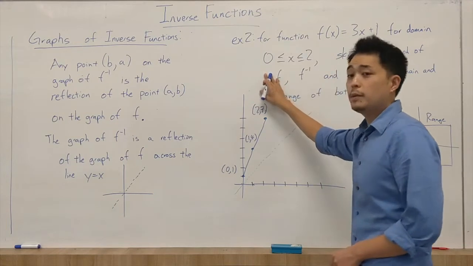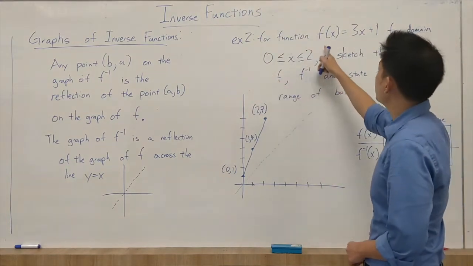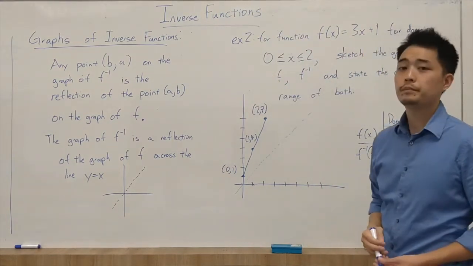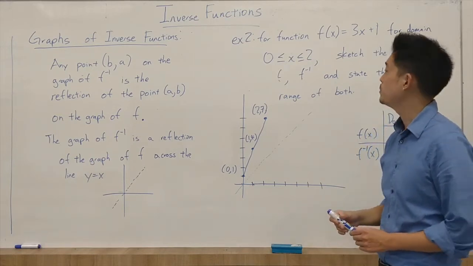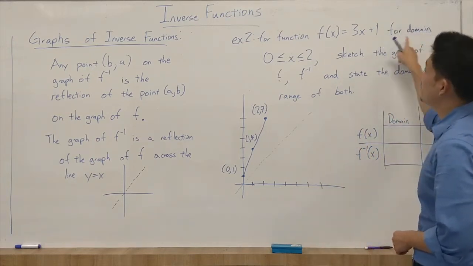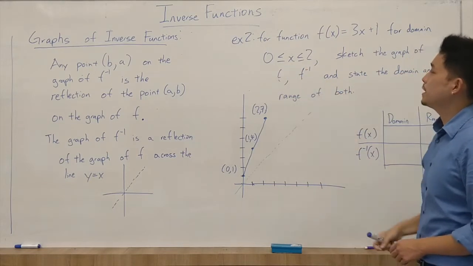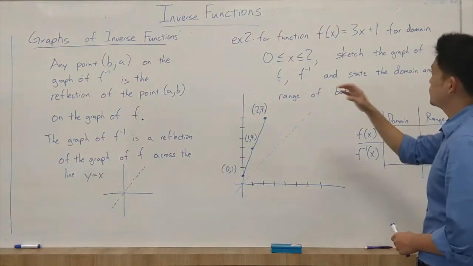Let's take a look at an example. For the function f of x equals 3x plus 1, that's the function we were looking at in the last example, let's take a look at the domain 0 less than or equal to x less than or equal to 2. So 0 to 2.